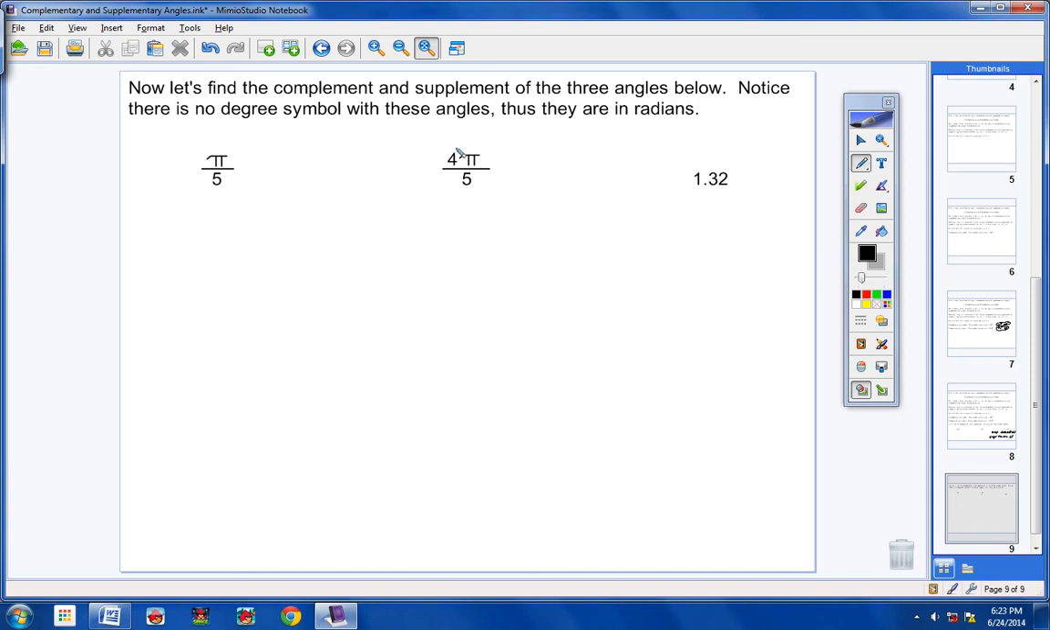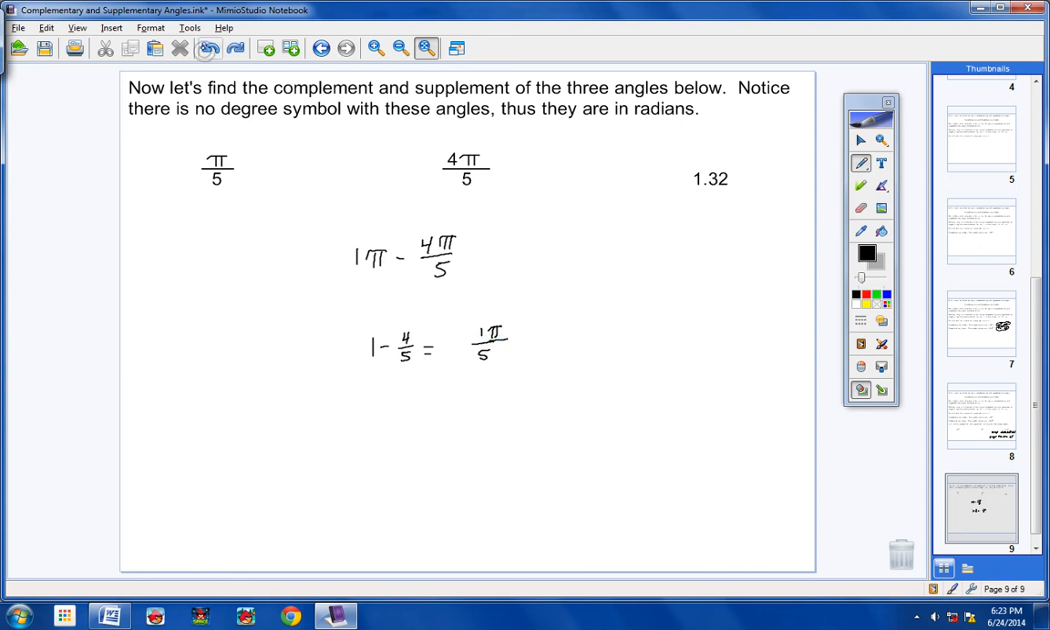Let's see if we can find the supplement for this angle. The supplement, well, we're going to take 180, which is the same thing as pi, and we're going to take pi minus 4 pi over 5. Now I would encourage you to use your calculator. There's a 1 right here in front of the pi. You really have 1 minus 4/5. And of course, 1 minus 4/5 is 1/5. And then don't forget to put your pi up here. And there we go. The supplement for this angle here would be pi over 5. If you were to add these two angles together, you would get pi, which is 180 degrees.